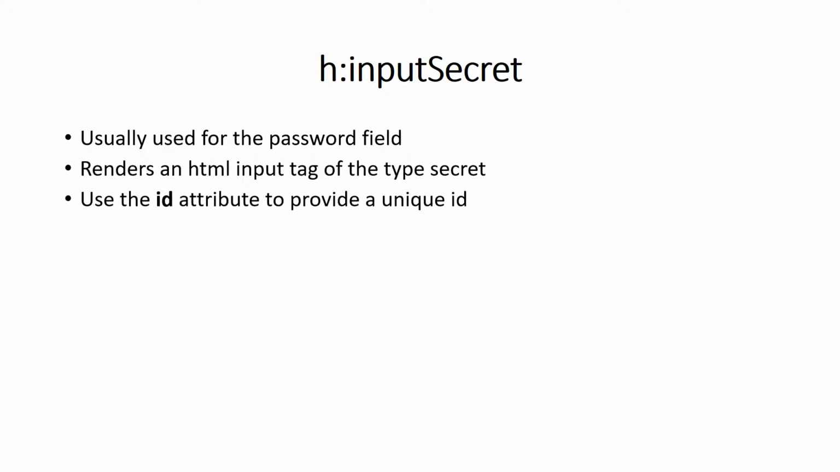Use the ID attribute to provide a unique ID. You can link this inputSecret field with an output label by providing the same ID in the for attribute of the output label.